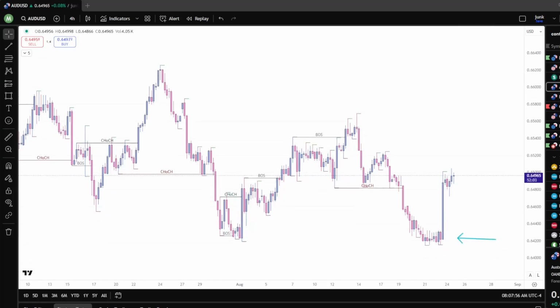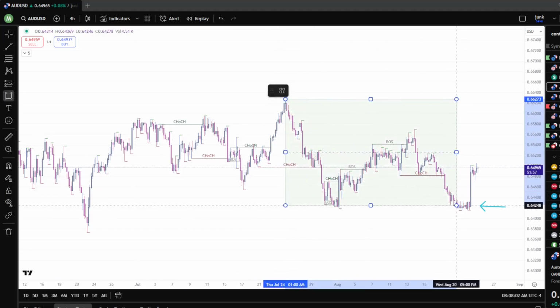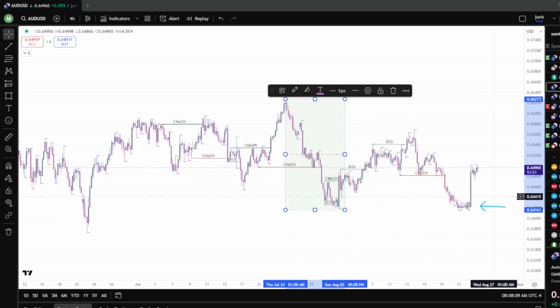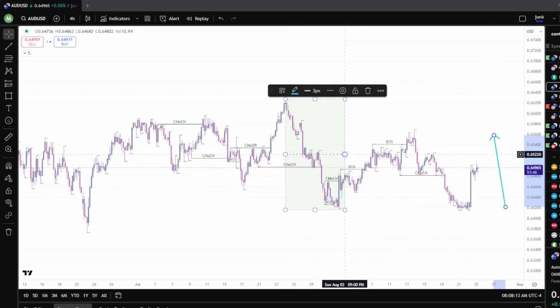AUD USD, let's go map out the current range. Just the previous range. There was no real closure. This was the previous range from this leg, 4-hour chart. Of course, it retraced back into premium.